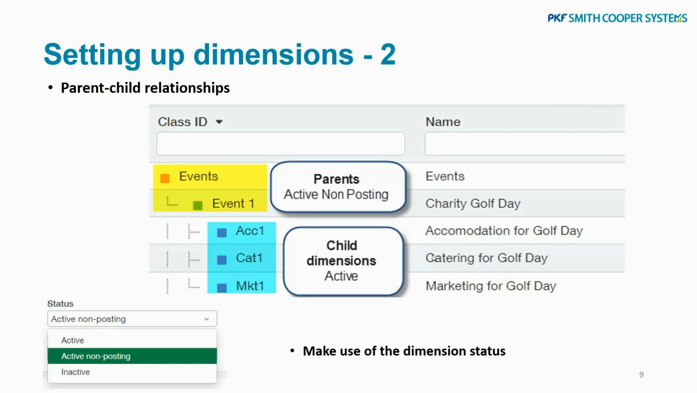So when we set up the status of the dimension, we either set them up as active or active non-posting, depending on whether we want to use them just in reporting or whether we actually want to use them to capture transactions directly into them. Let's have a look and see how this actually works in the system itself when we go about setting it up. So I'm just going to switch quickly into Sage Intacct.